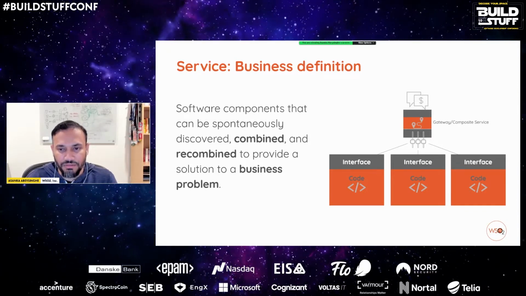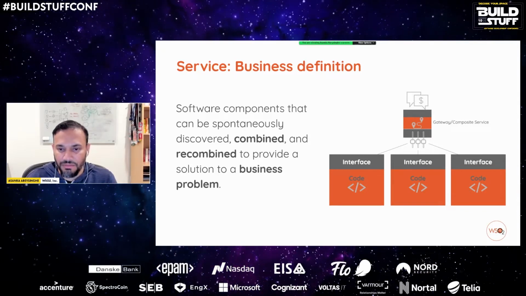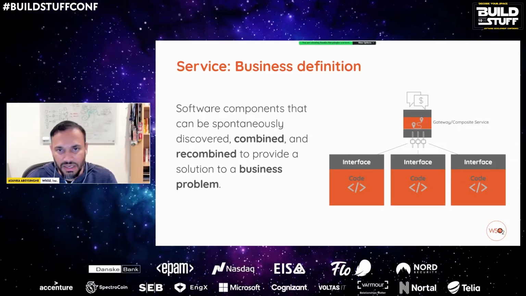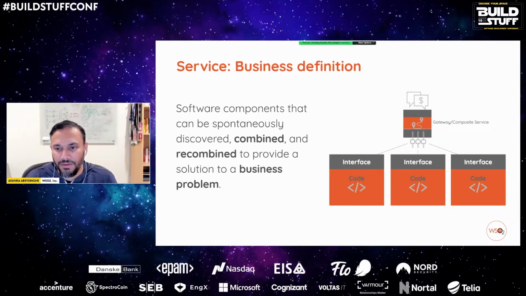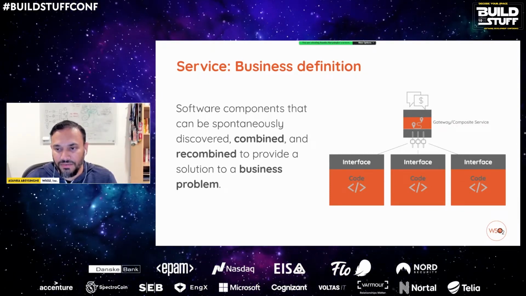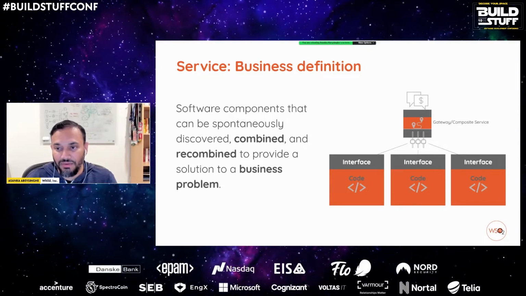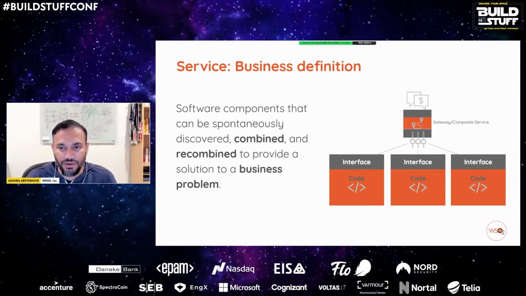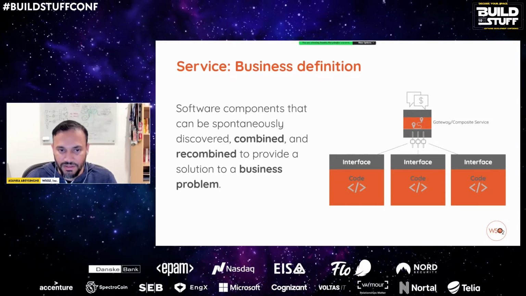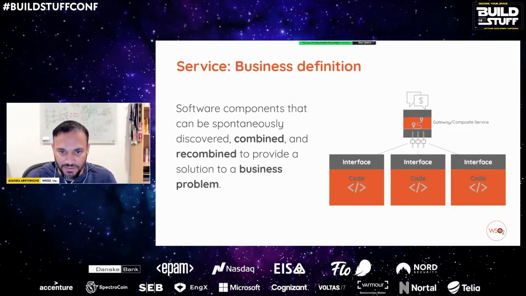When you try to build a solution for a business problem, one service might not be enough. So you need to do connectivity of these services, so composition of these services. So we have to put a gateway or a composite service on top of the services. You have to connect these services.